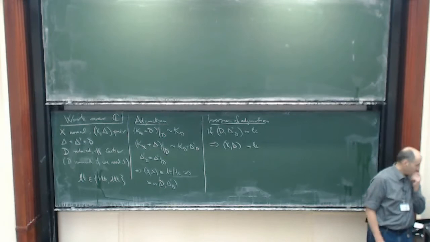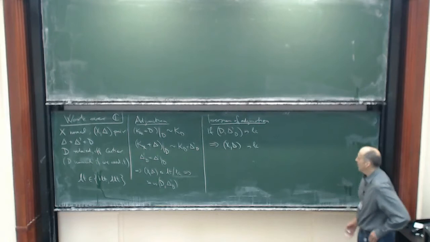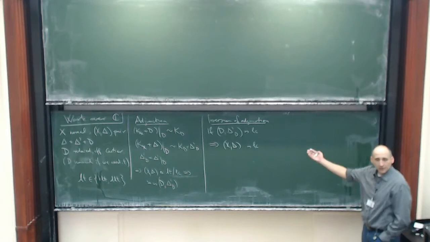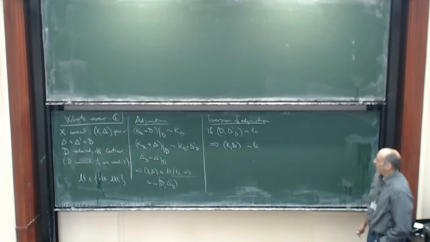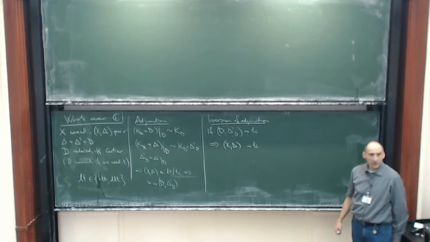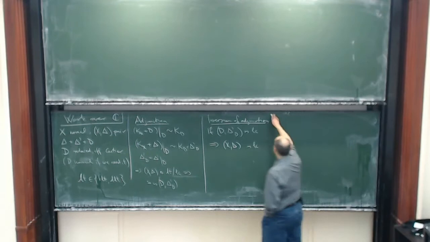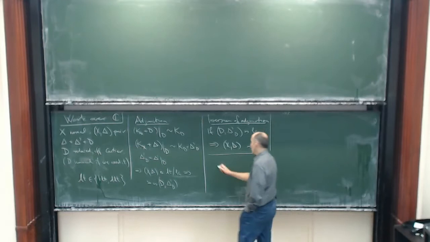Okay, so right, I guess this is the point where I should mention some names. So Shokurov was the first to prove a version of this, then Kawakita proved the log canonical version, and then Hacon proved a version about higher codimensional subvarieties. Okay, so that's sort of what we mean by inversion of adjunction. And my main interest in this is application to moduli theory.